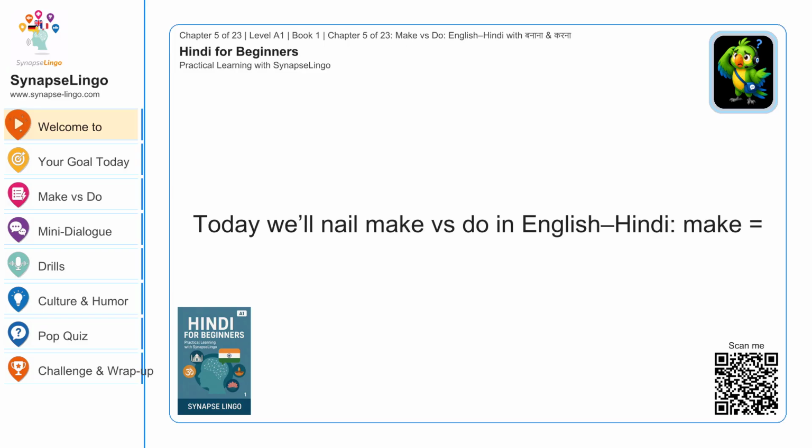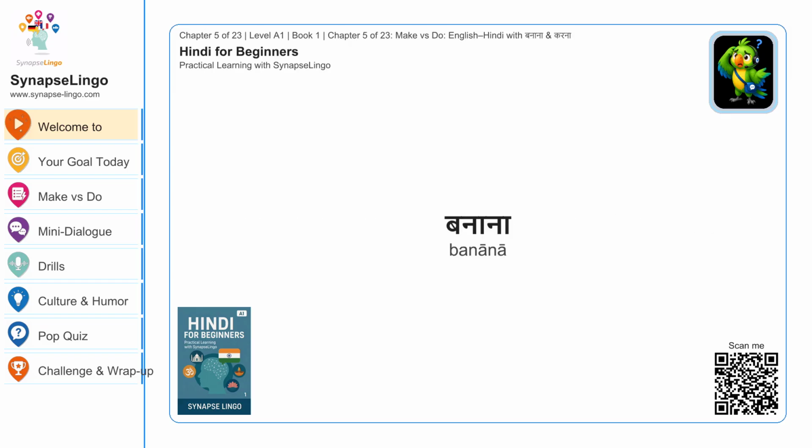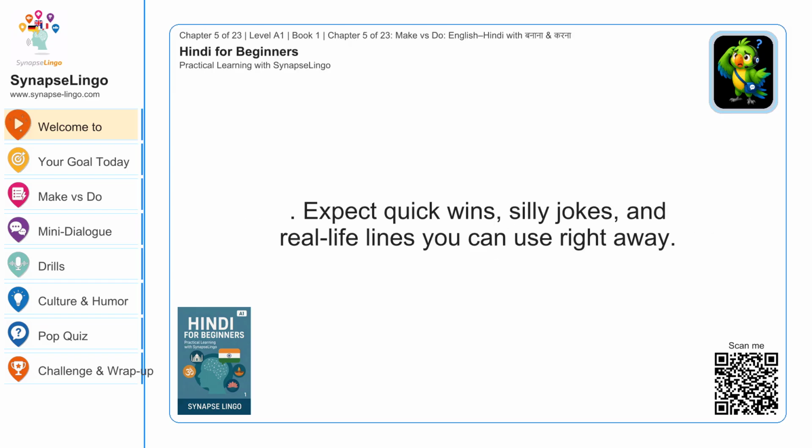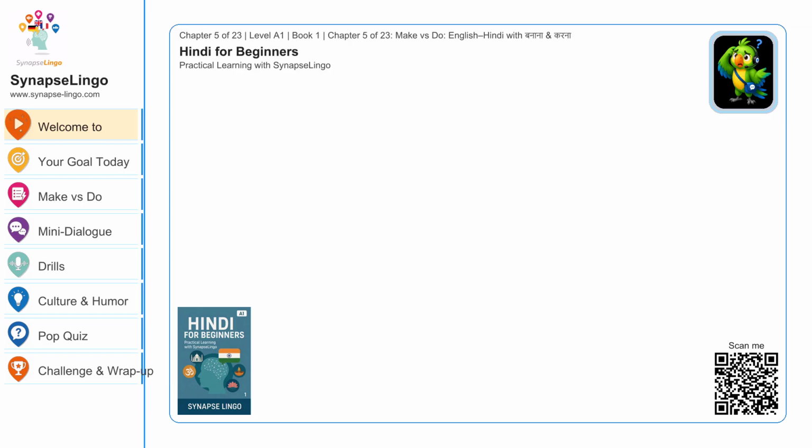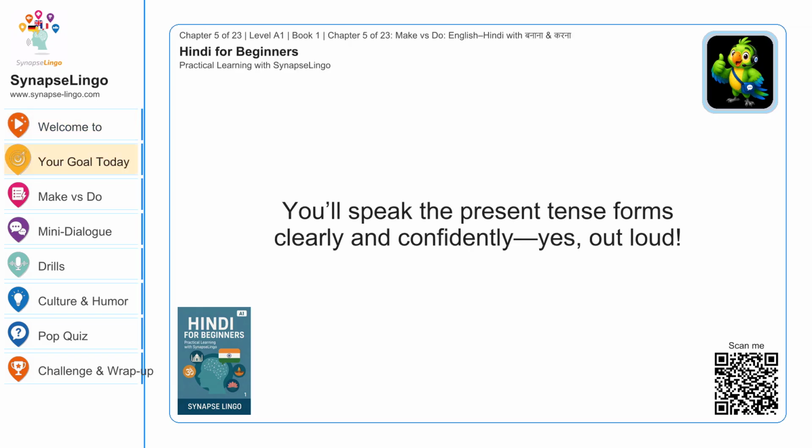Today we'll nail make versus do in English Hindi. Make equals बनाना, do equals करना. Expect quick wins, silly jokes, and real lifelines you can use right away. Your goal today: you'll speak the present tense forms clearly and confidently, yes, out loud.